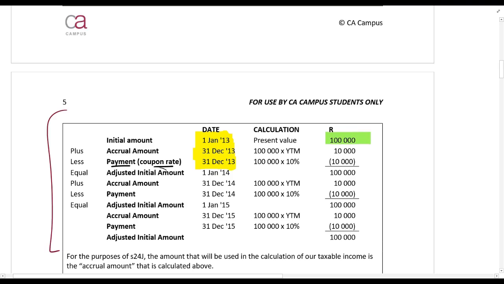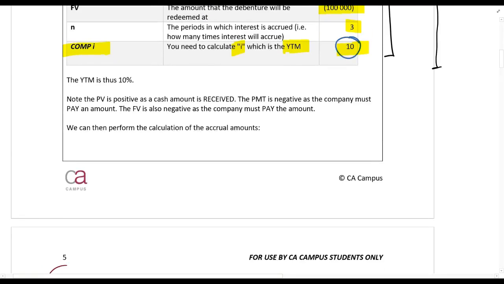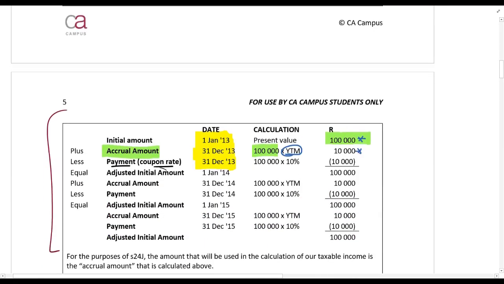So, 100,000 rands is our present value. Our accrual amount, this is the important one, remember for section 24J, this is the amount that ends up in your tax calc, is the adjusted initial amount, which is that 100,000 rands, times the yield to maturity. The yield to maturity is this 10% that we just calculated. So it gives us 10,000 rands as well.